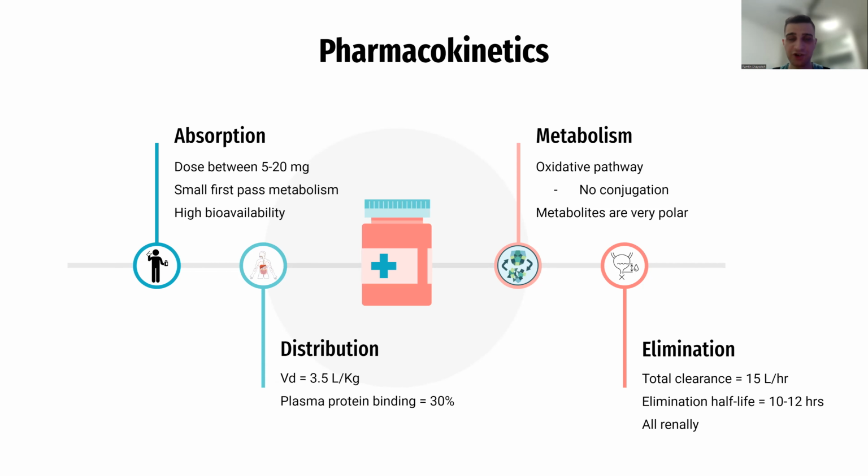In terms of elimination, Concor has a high total clearance of 15 liters per hour and an elimination half-life of 10 to 12 hours. Concor is eliminated in two different groups. Around half of it is unchanged, and the other half are metabolites. Both groups are hydrophilic and are excreted renally.